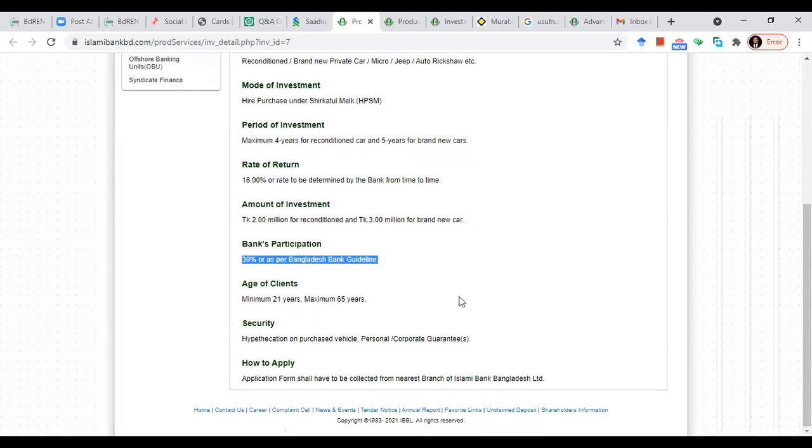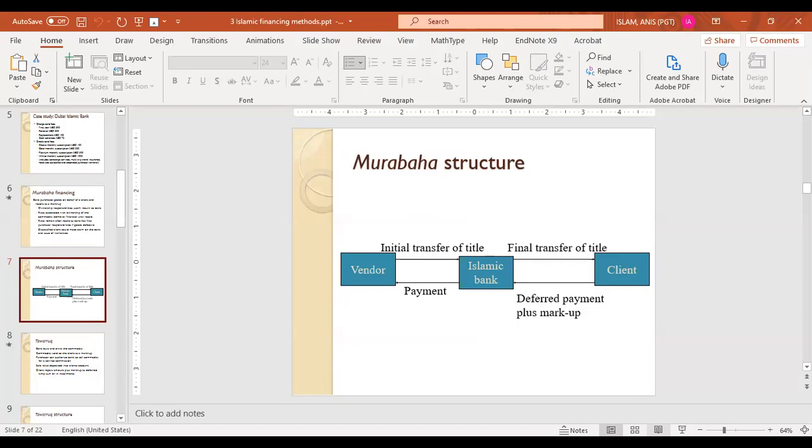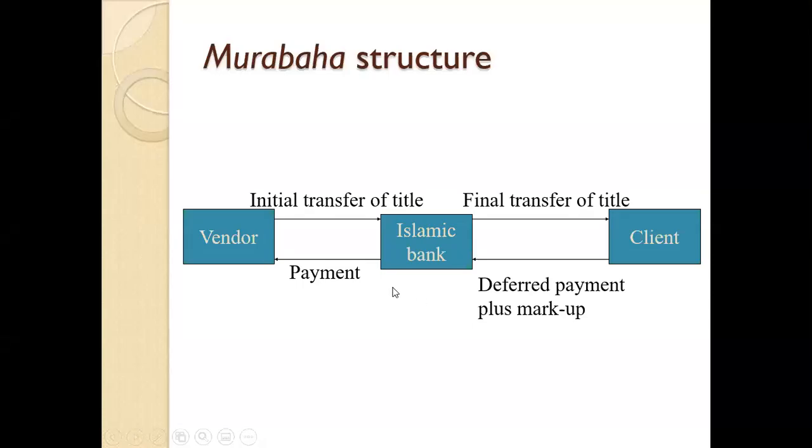And we would like to highlight one problem with this kind of agreement. Say, for example, there are different models of Tesla car. When Islamic Bank is making a bulk purchase, they are purchasing a single model in a bulk quantity. But say you are a client, and you are not preferring that model. In that case, what will happen? That will create a problem.